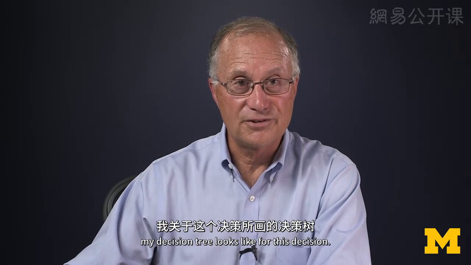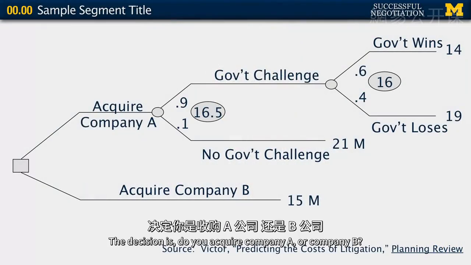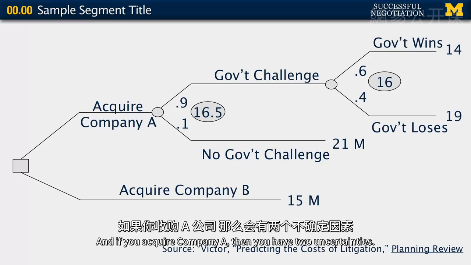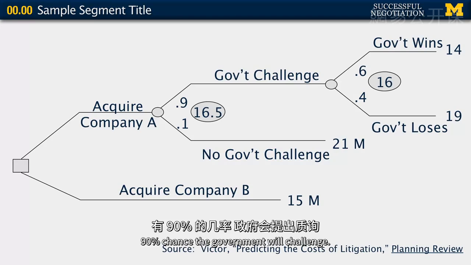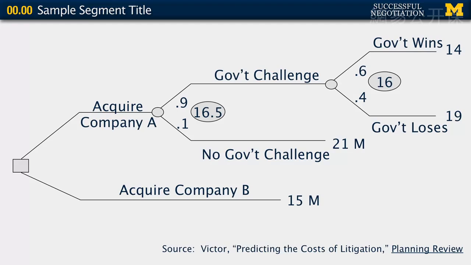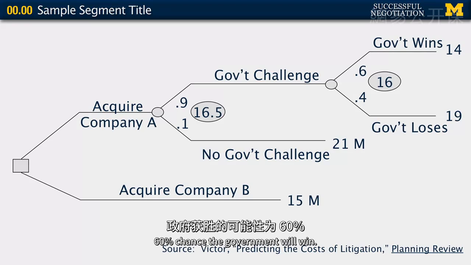This is what my decision tree looks like for this decision. The decision is, do you acquire Company A or Company B? And if you acquire Company A, then you have two uncertainties. Will the government challenge the acquisition? And if the government does challenge, will the government win or lose? So that's the drawing of the tree. And then you plug in your numbers. 90% chance the government will challenge, 10% chance no challenge, 60% chance the government will win, 40% chance government loses.